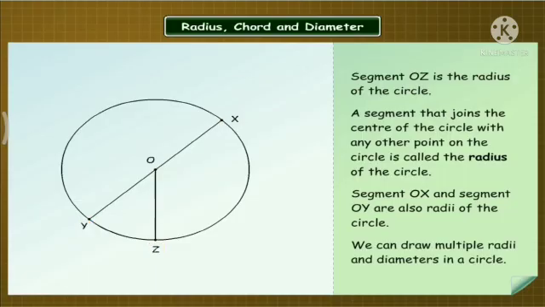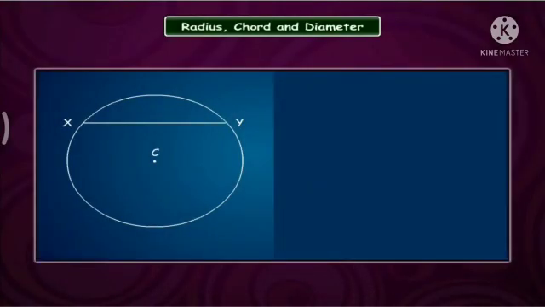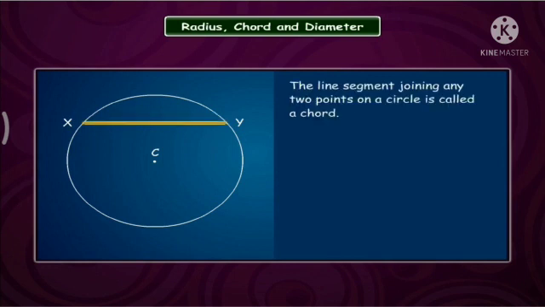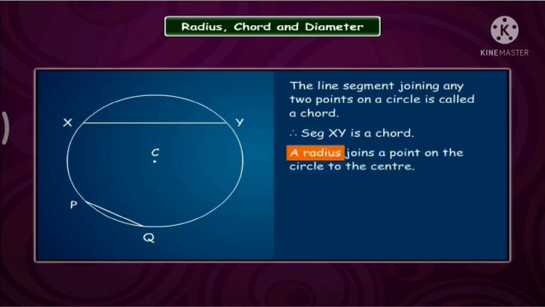Clear? Now further we will see what is a chord. Now chord means what, students? A line segment which joins 2 points is known as your chord. As you can see in this slide, this line joins the 2 points, that is X and Y. So the line segment joins X and Y. So XY is your chord. Clear, everyone? Now here another line segment joins the 2 points, that is PQ. So PQ is also known as your chord.